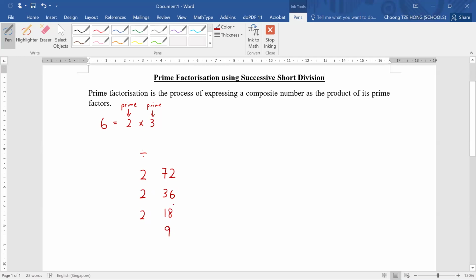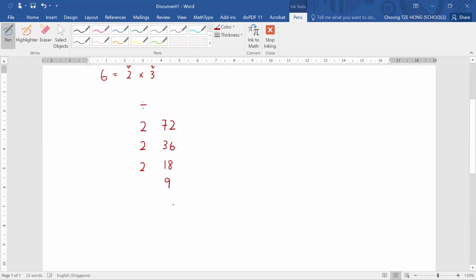Now 9 is an odd number, but it's very obvious that we can divide 9 by 3, right? So we divide 9 by 3 and we will get 3. And then finally, we divide 3 by 3 to get 1. This entire process will stop once you arrive at 1. Once you get 1, you stop the process.